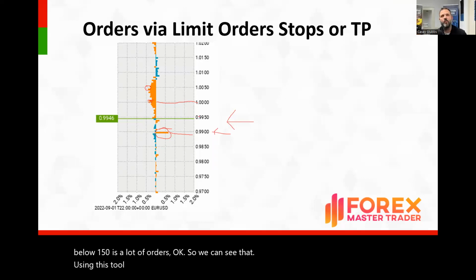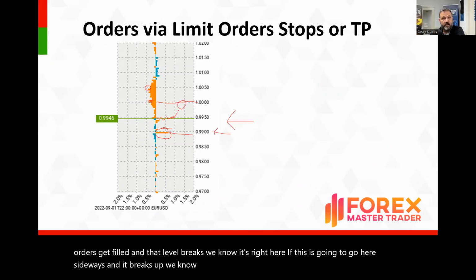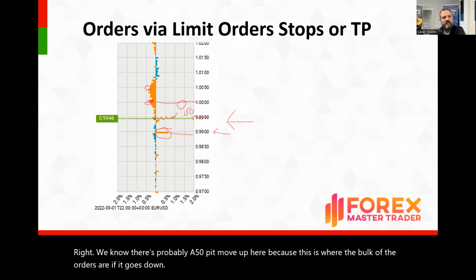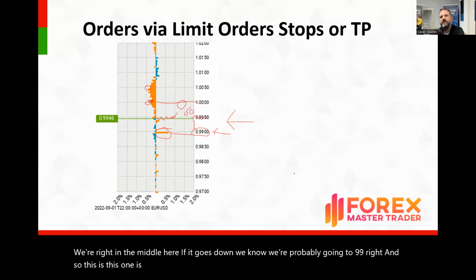And so again, we know that supply and demand moves these orders. And when orders get filled and that level breaks, we know it's right here. If this is going to go sideways here and it breaks up, we know it's probably going to one, right? We know there's probably a 50 pip move up here because this is where the bulk of the orders are. If it goes down, we're right in the middle here. If it goes down, we know we're probably going to 99, right? And so, yeah, this one is available on Oanda, but there's so many different places to get it. FX Street has it.